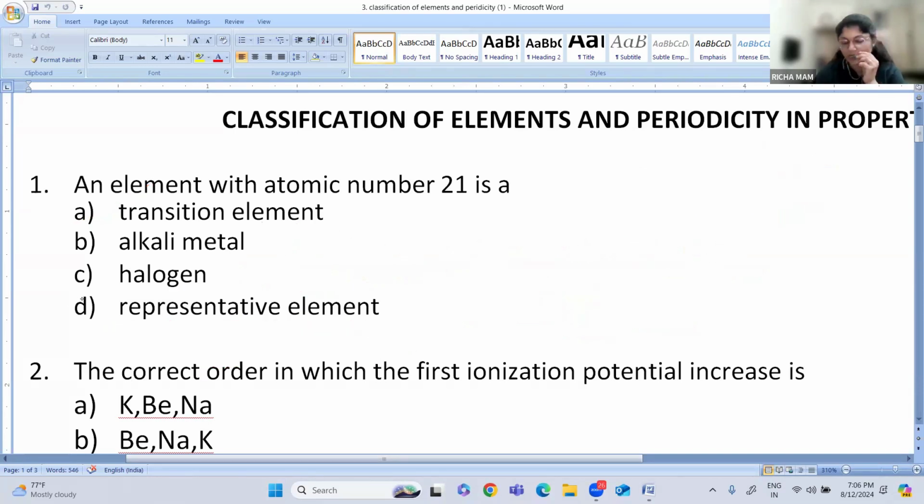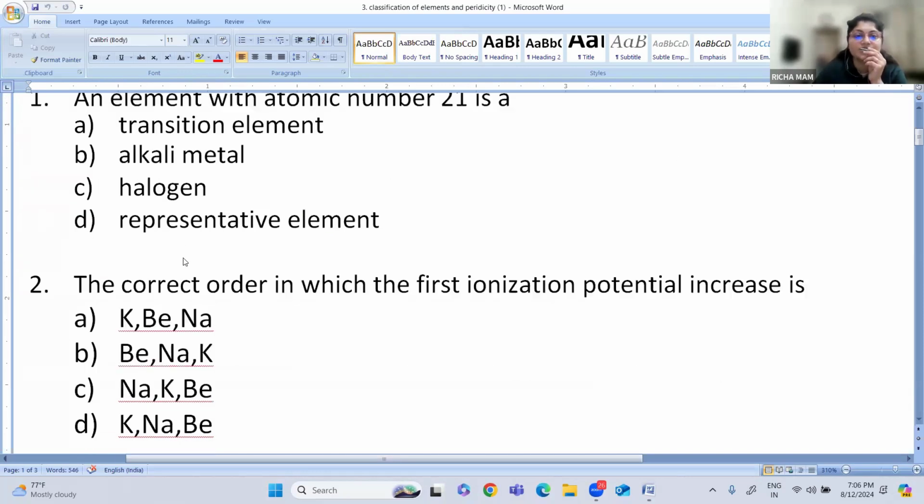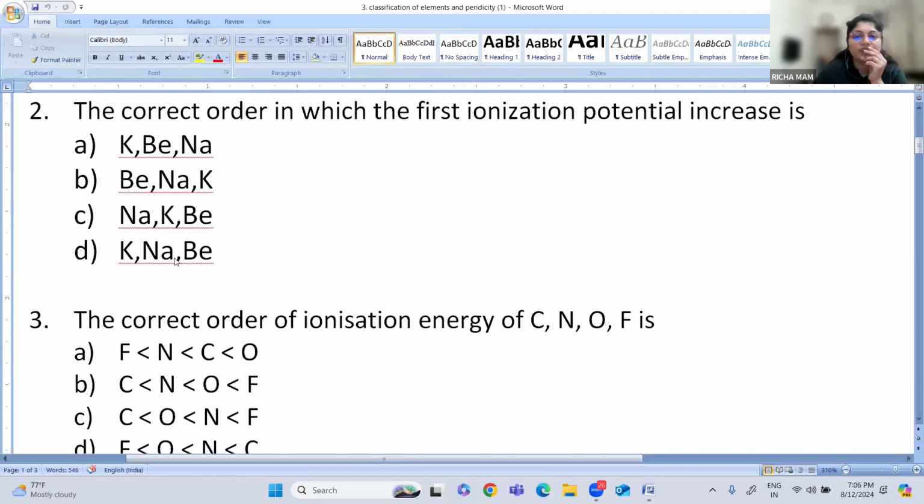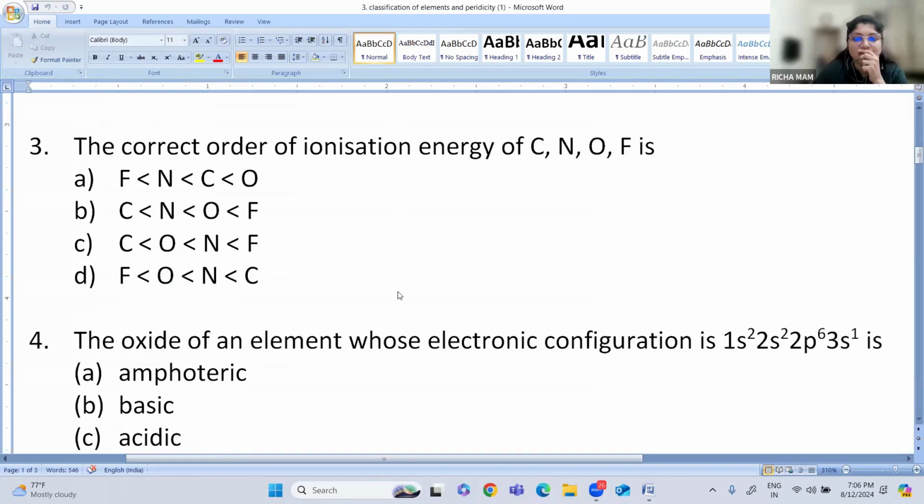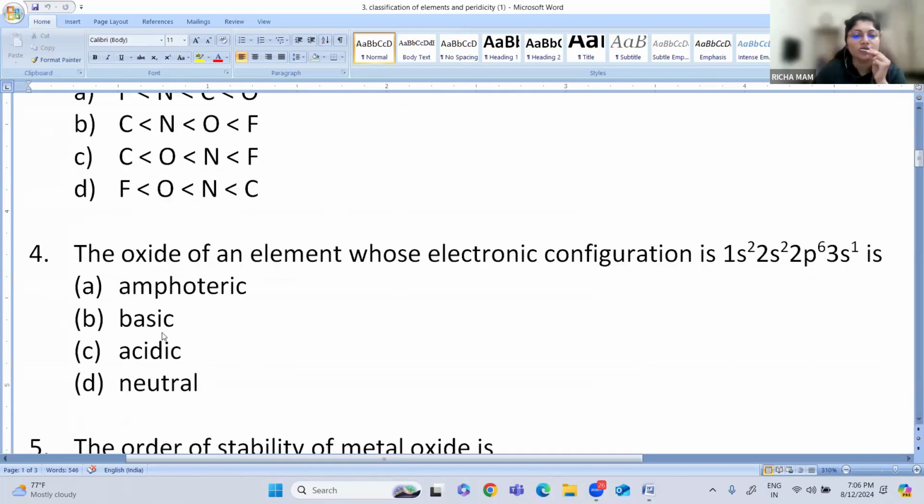Don't forget this from the classification of elements. So which is our answer for this one? It is option A, transition elements, because the electron is entering the d orbital, and d block elements are called transition elements. Okay, next one. This is based on ionization potential. Let us go for the fourth one.